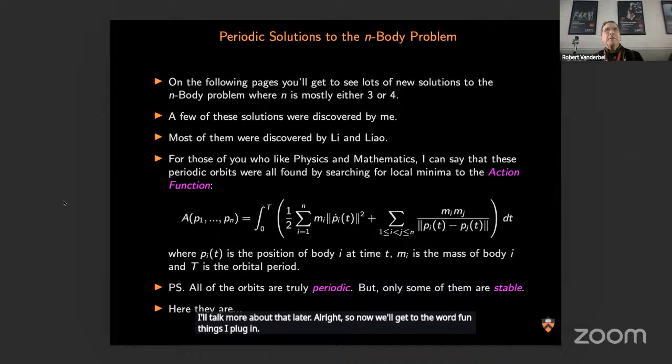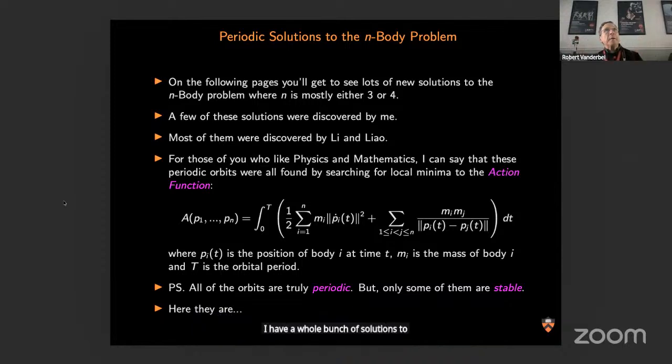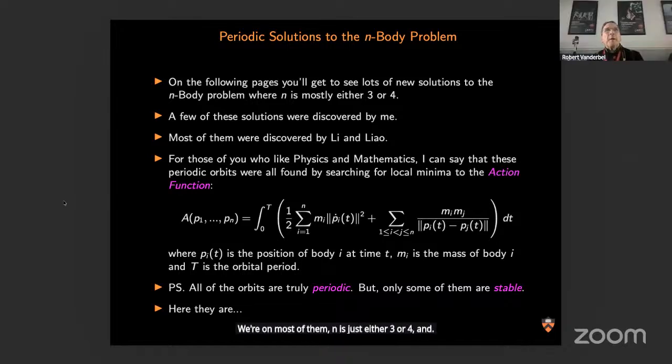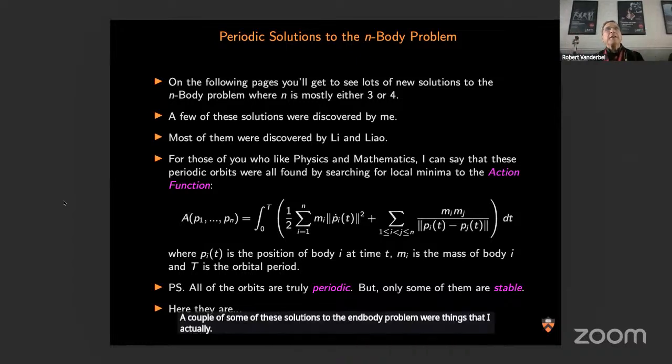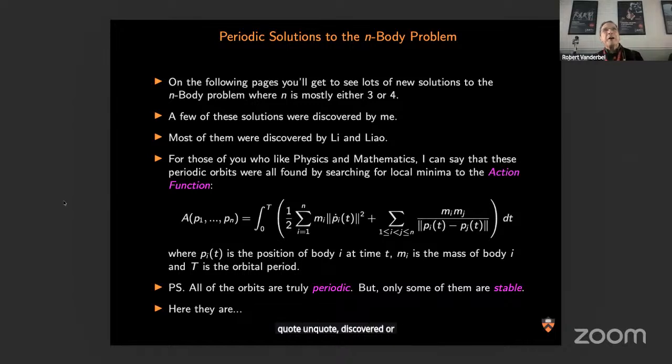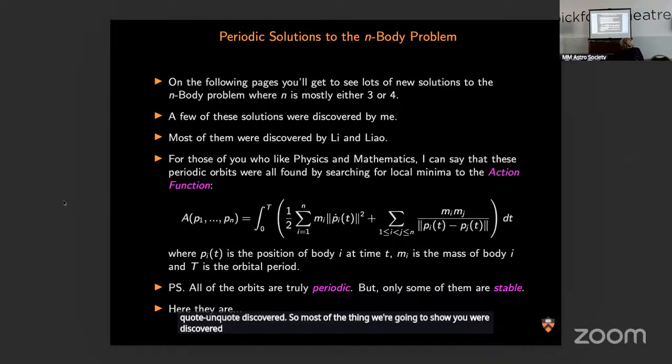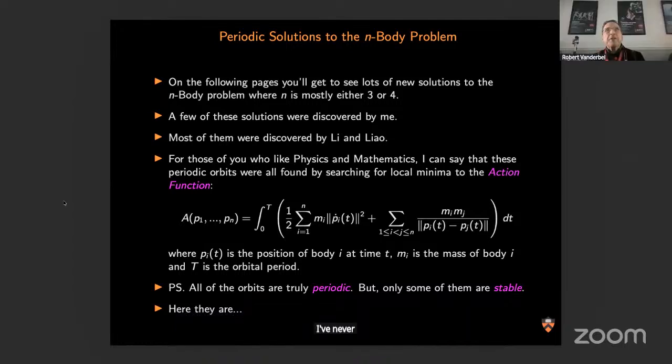I have a whole bunch of solutions to the n-body problem, where on most of them, n is just either 3 or 4. And some of these solutions to the n-body problem were things that I actually quote unquote discovered or computed, whatever you want to call it. But most of the things I'm going to show you were discovered by these two astronomers, mathematicians in China, Li and Liao. I've never met them, but I've exchanged emails with them a few times over the years.